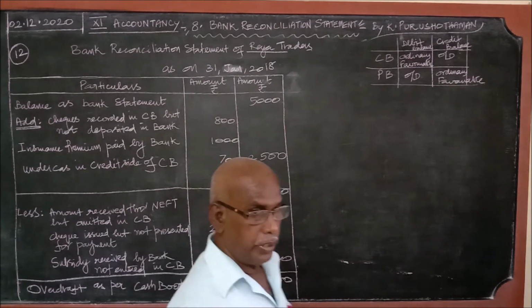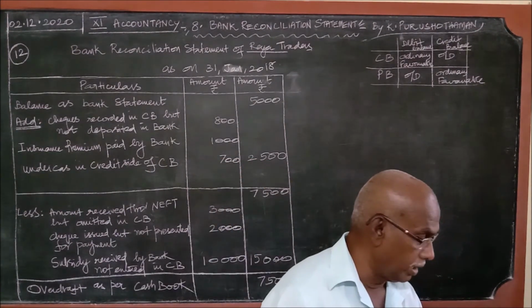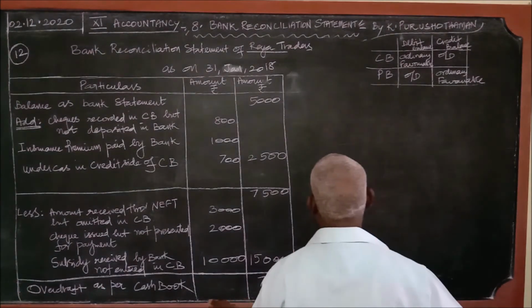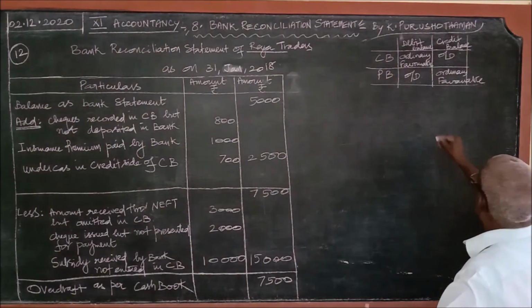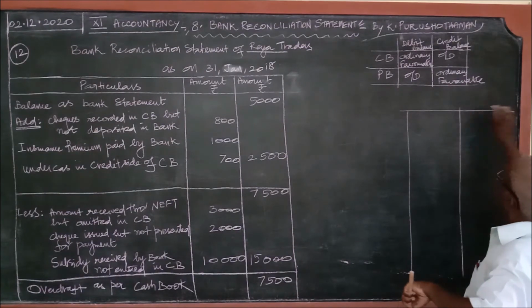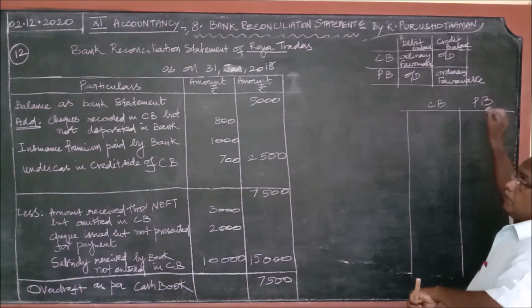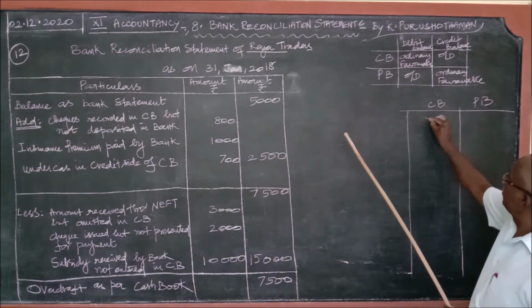We should listen to it now. How these items are coming under add and how this is coming under less, I shall explain shortly. And as usual, cash book, passbook, and 5,000 it is in the cash book.